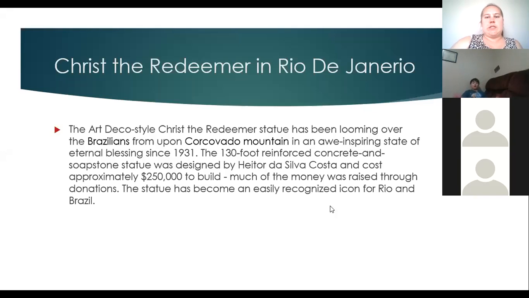I'm sorry. Okay, so the Christ the Redeemer in Rio de Janeiro. The Art Deco style Christ the Redeemer statue has been looming over the Brazilians from upon Corcovado Mountain in an awe-inspiring state of eternal blessing since 1931. So it's been sitting up there for almost 100 years. It's got about 11 more years, and it's been up there 100 years.